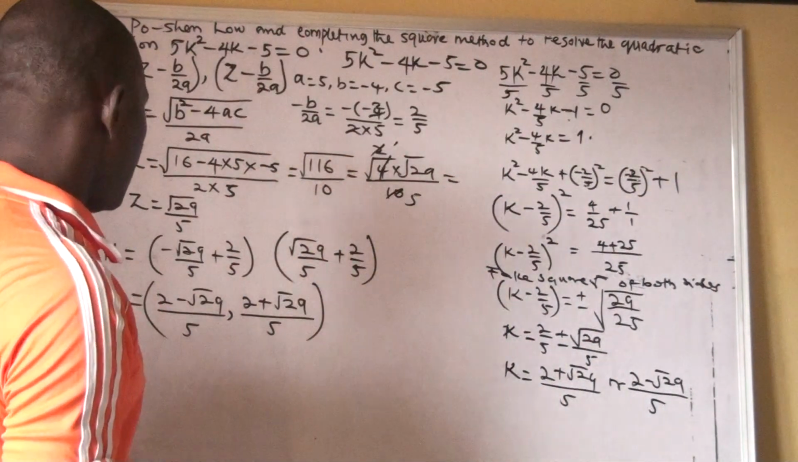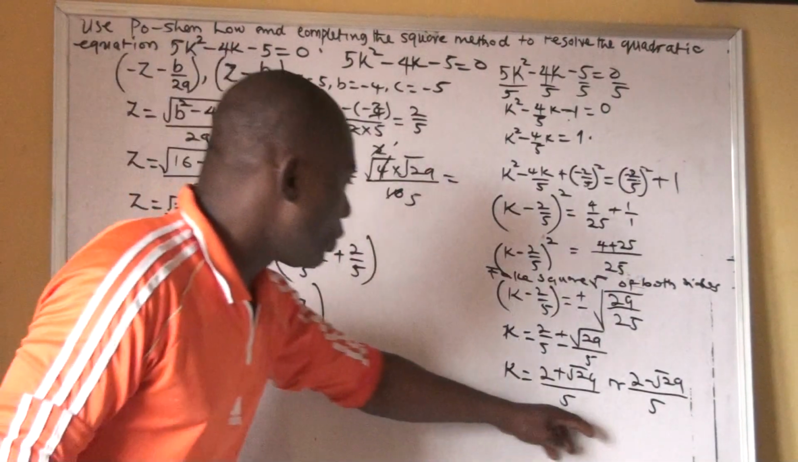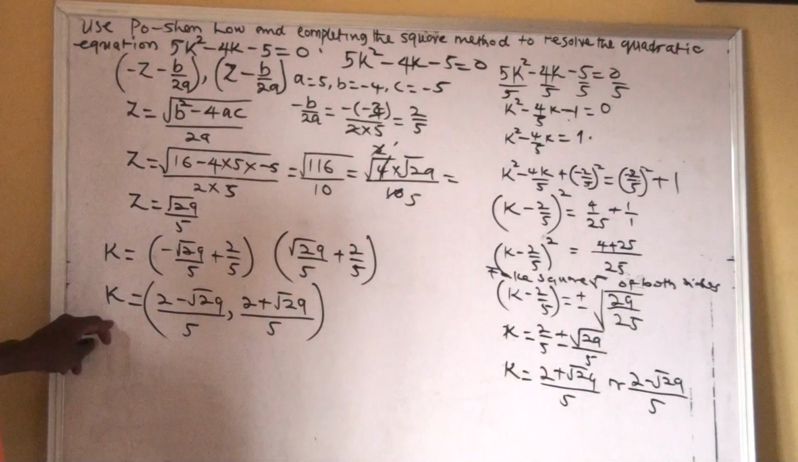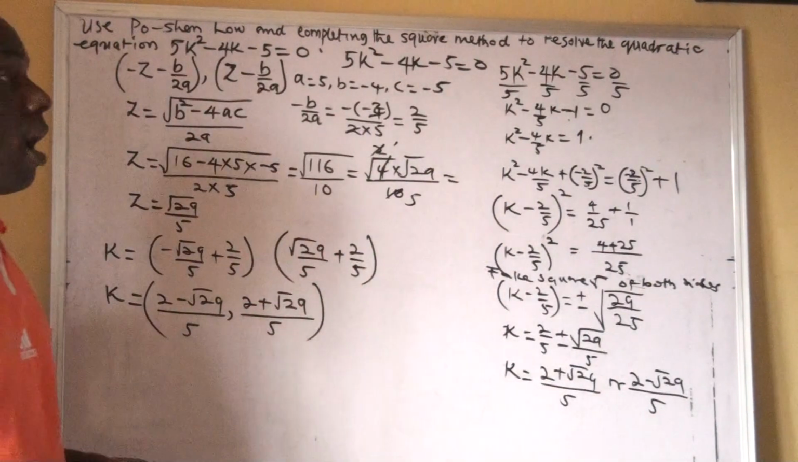So you can see that the roots are not different, using both the Po-Shen Lo method and completing the square. Our results are the same.